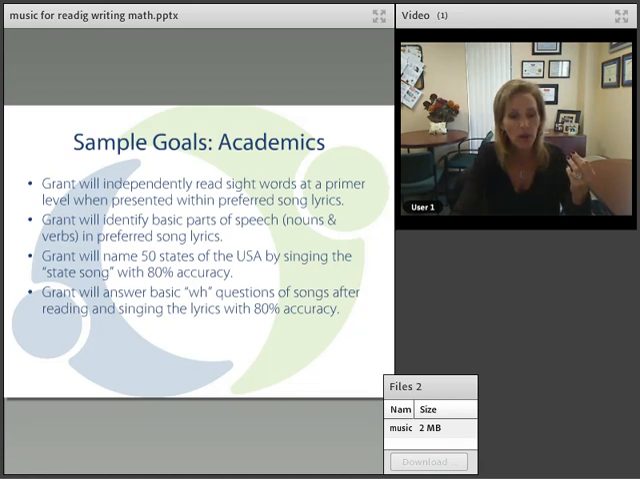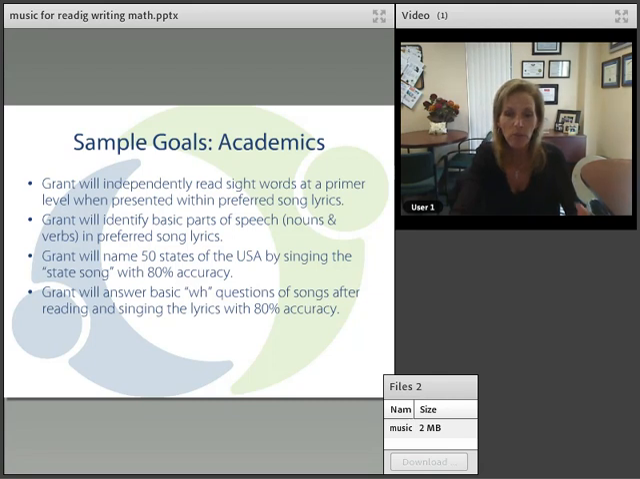So some additional sample goals directly with academics, more higher level academics. One would be that Grant will independently read sight words at a primer level when presented within preferred song lyrics. So what are sight words? Sight words are also known as Dolch words. They're those words that are most commonly found in the English language. Some examples are colors, numbers, and of course the, and, that, girl, boy, is.